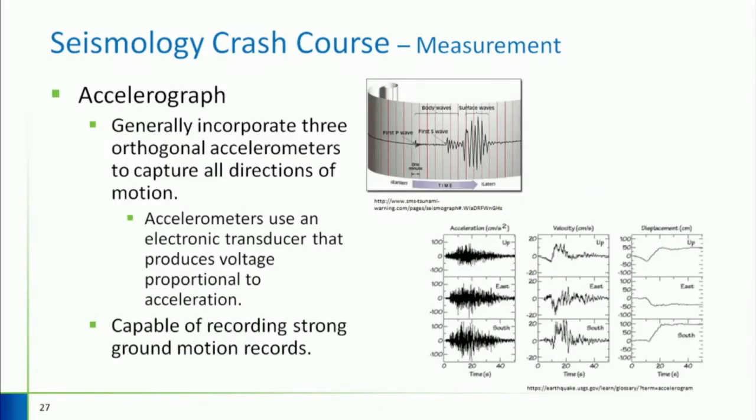So to fix that, they use accelerometers. Accelerometers can measure much higher accelerations. They can put 3 different directions on them, and they're just a lot more robust instrument than the seismograph, although seismographs are still used today.